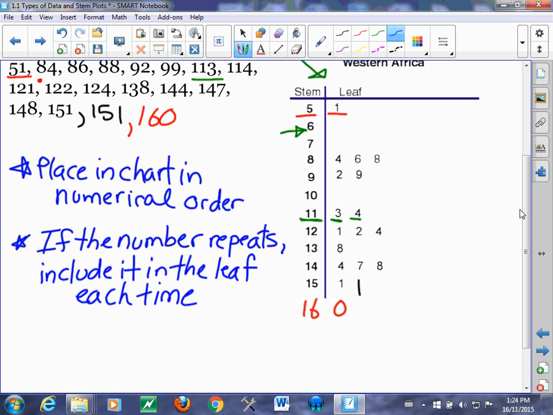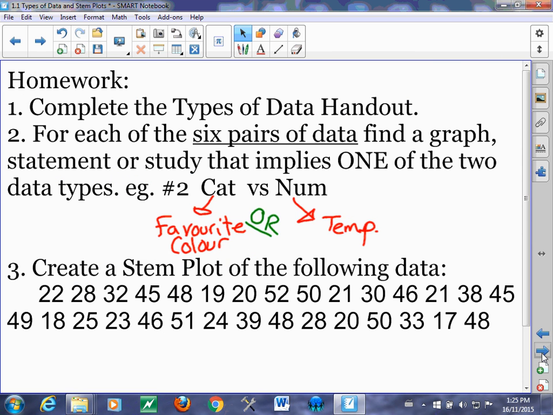Okay, great. So, ladies and gentlemen, we are just about done our lesson. We're just going to introduce the homework, and I'm going to show you a little example of the homework. You're going to use the handout that I either gave you in class, or you can print it off the website for homework. But let's just flip to the next page. So for homework, number 1, complete the types of data handout. Although it says do not write on me, you can still write on it.